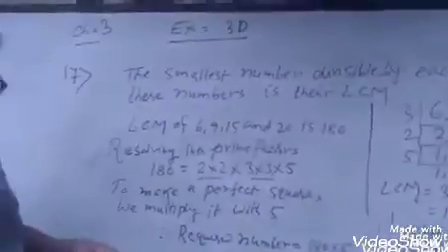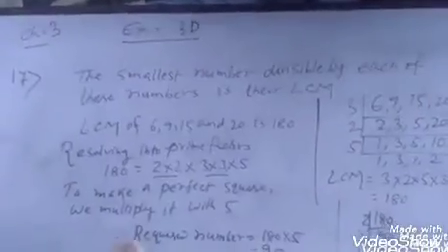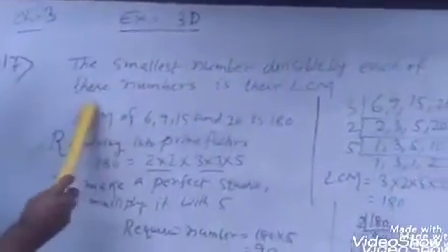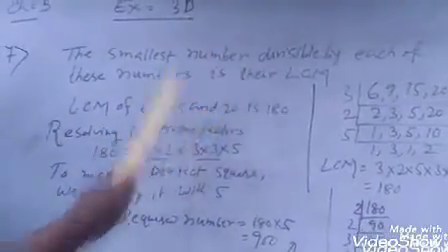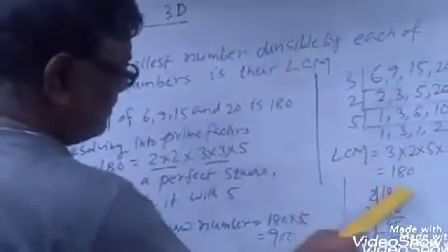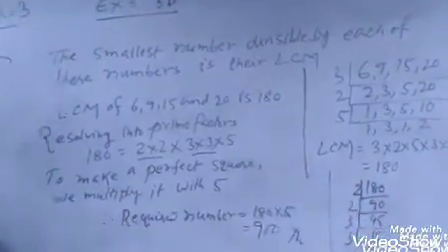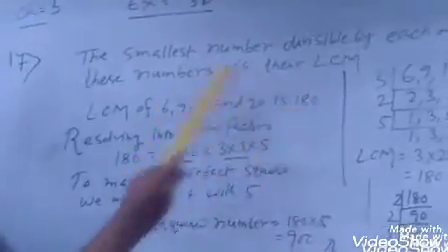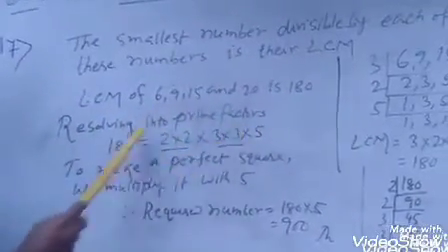Now question number 17. Find the least square number which is exactly divisible by each of the numbers 6, 9, 15 and 20. The smallest number divisible by each of these numbers is their LCM. The LCM of 6, 9, 15, 20 is 180. Resolving 180 into prime factors.